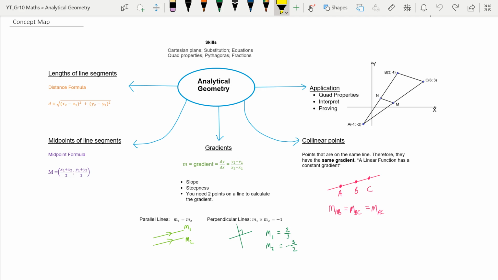Before we just jump in and do some examples and do some test type questions, let's just quickly get a bigger picture, a little bit of an overview of everything that is included in this analytical geometry and all the skills that we need to make sure that we have.